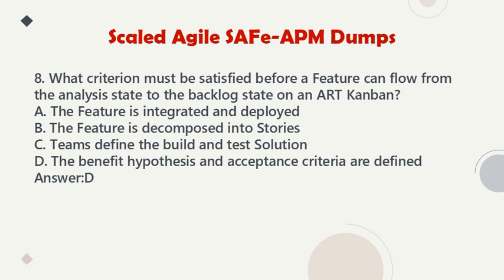8. What criterion must be satisfied before a feature can flow from the analysis state to the backlog state on an ART Kanban? A. The feature is integrated and deployed. B. The feature is decomposed into stories. C. Teams define the build and test solution. D. The benefit hypothesis and acceptance criteria are defined. Answer. D.